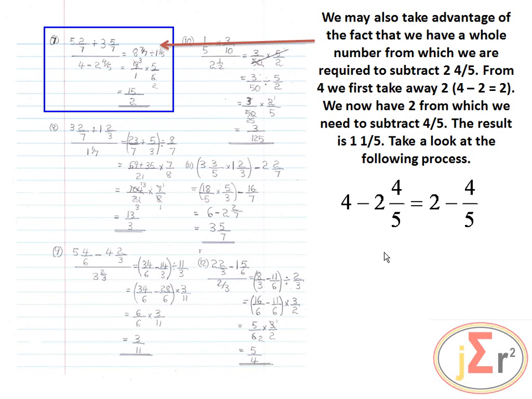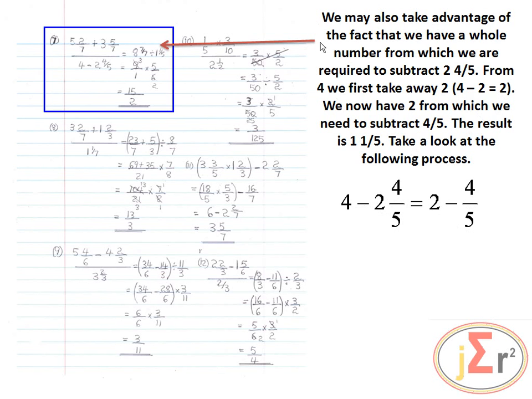So we are saying 4 minus 2 and 4/5, and that is equal to 2 minus 4/5. How did we arrive at that? We say take these 2 from the 4, because if we are subtracting 2 and 4/5 from 4, what are we actually doing? We are subtracting the 2 from the 4, and the result is 2, and then we now have to take the 4/5 from the remaining 2. So 4 minus 2, and then from the result we take 4/5.